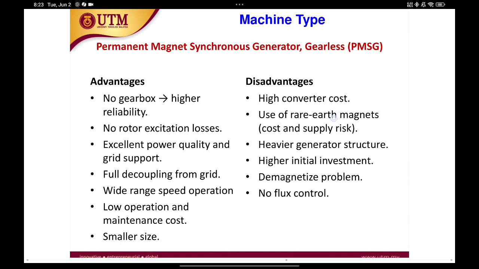It uses rare earth. This one you have permanent magnet, with rare earth and a heavier generator structure. Although it is small, it is heavier because permanent magnet is heavy. High initial investment, demagnetization problem. If you have a fault, usually the permanent magnet becomes demagnetized, it loses its magnetic property. And also you don't have flux control because you use permanent magnet. You don't have the rotor excitation control. It is current control, so no flux control.